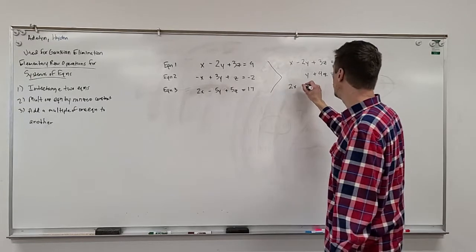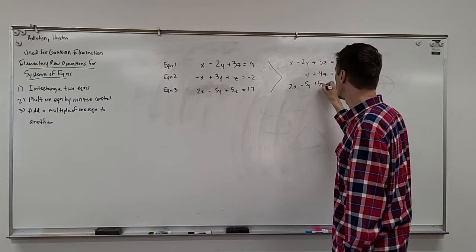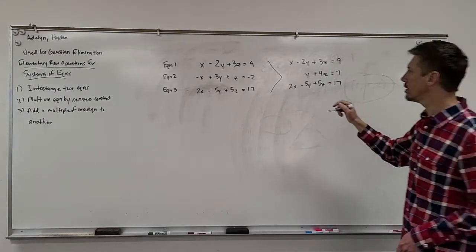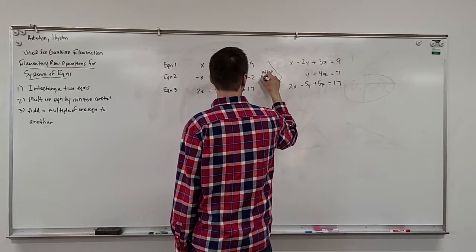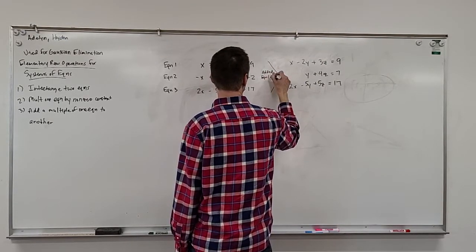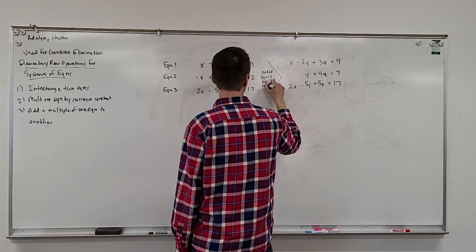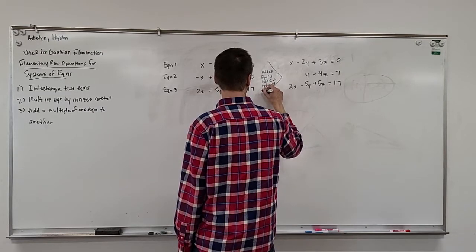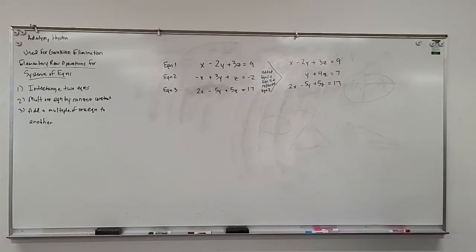We could do multiple steps at the same time, but just for this one, so that I don't lose anybody, we're going to do one step at a time. So what did we do here? We added equation 1 and equation 2, and replaced equation 2. Those were the steps that we took. Everybody see that?